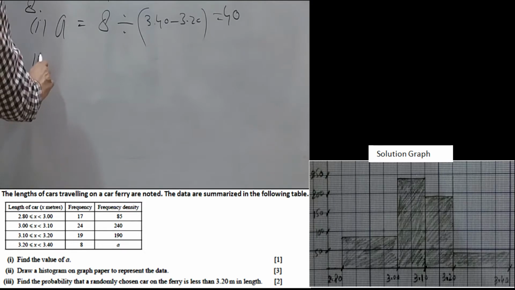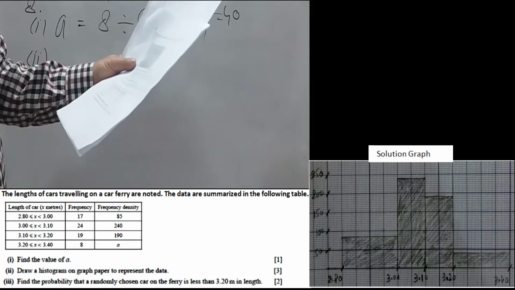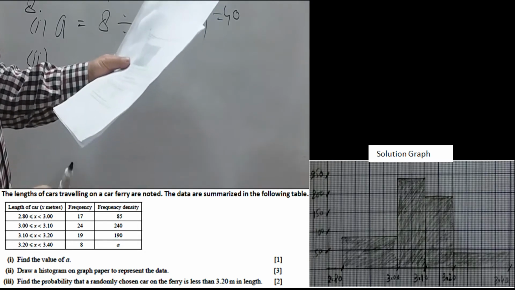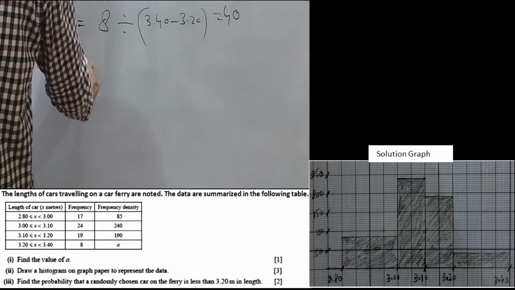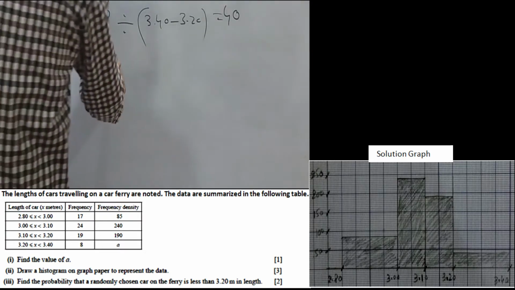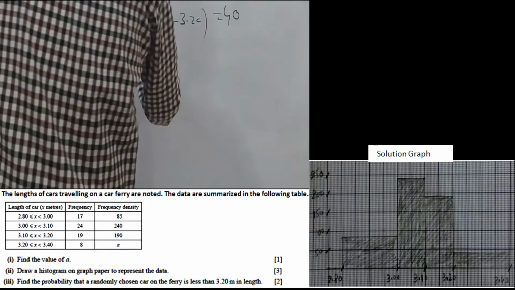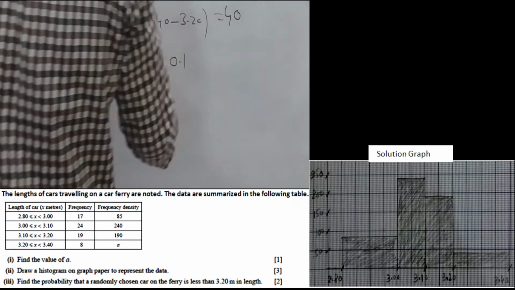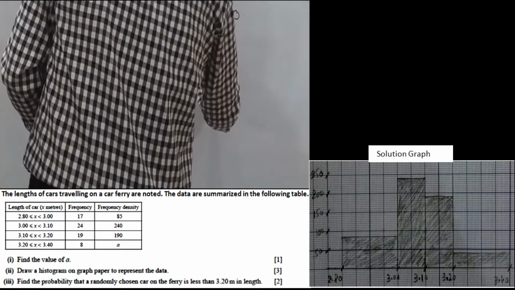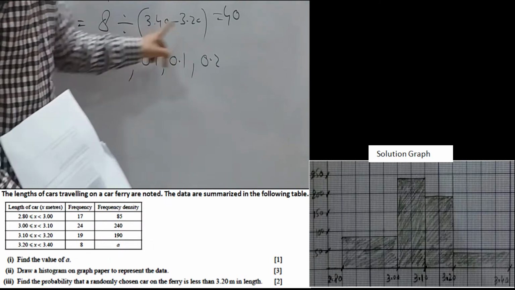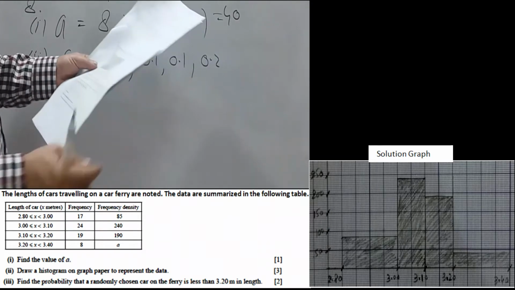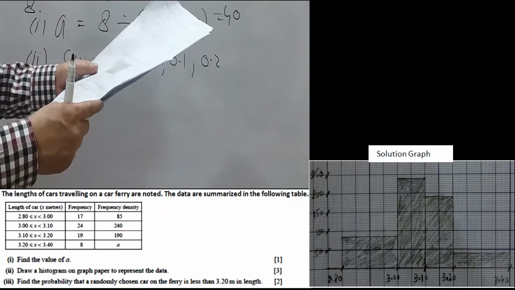Then the second part is to draw the histogram. The histogram is drawn for you. You can see it. You are given the frequencies, and you are given frequency densities also. Keep in mind that the class widths are 0.2, 0.1, 0.1 and 0.2. So this is double of this, and these are the same. See the diagram: two rectangles have the same width and two rectangles have the same width.